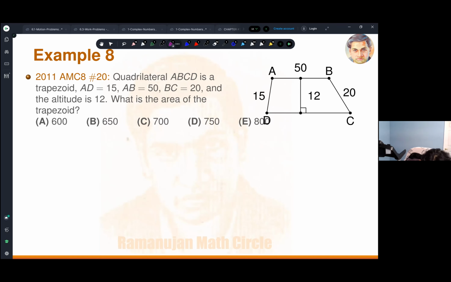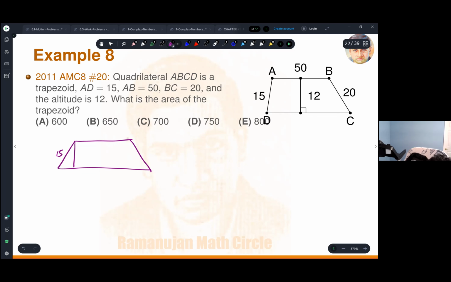Okay, so for here, we're going to do something similar to a previous problem. It's 15 over here. I'm going to move this height over here, and I'm going to move this height over here, so we form right angles. This is 50, so this will be 50 as well because this is a rectangle. So now we can use Pythagorean.